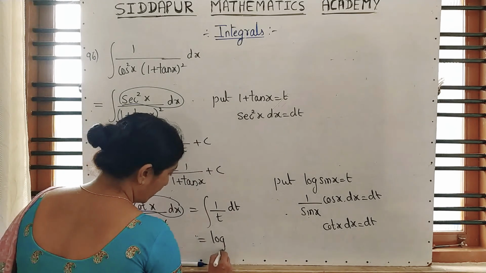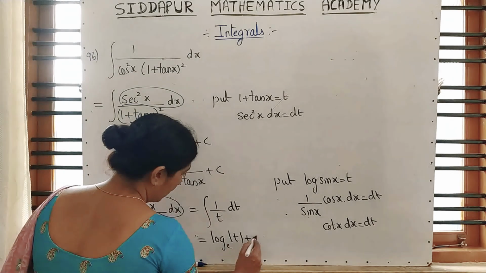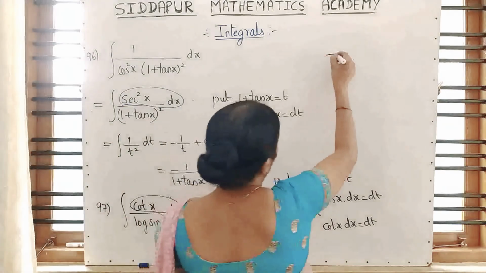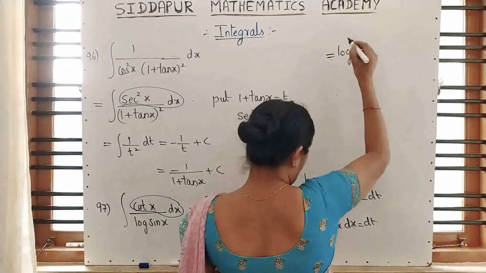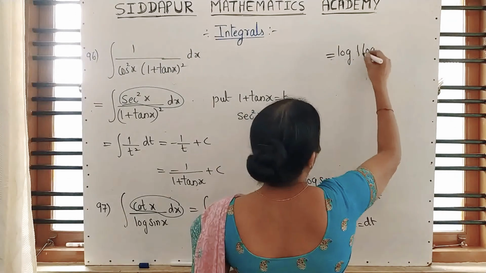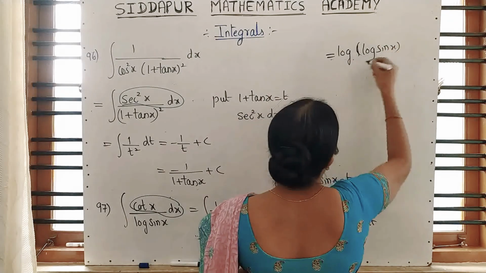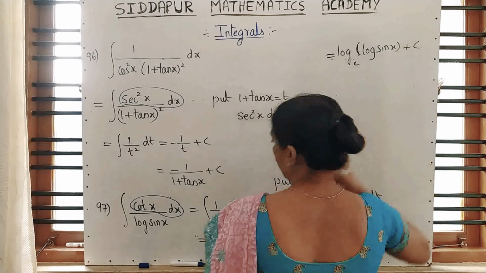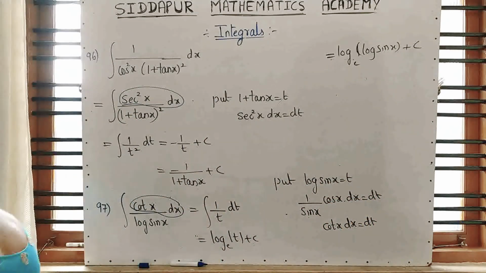Integration of 1 by t is log t plus c. Write down the t value. Log as it is, log outside. Again t is log sin x. If you want, write it in the bracket also. Plus c. Moving to the next question.